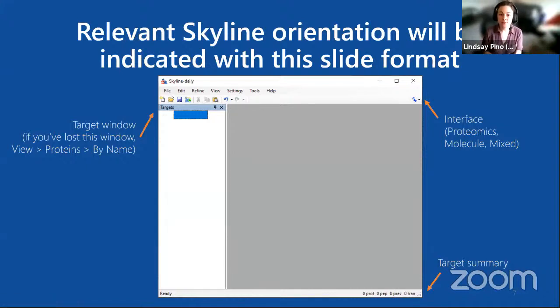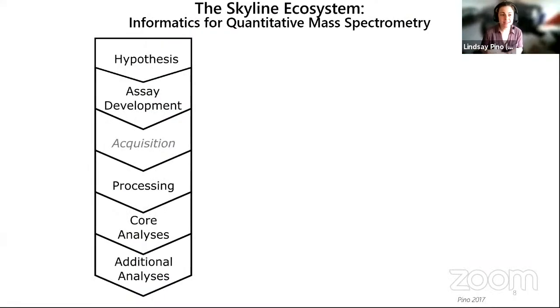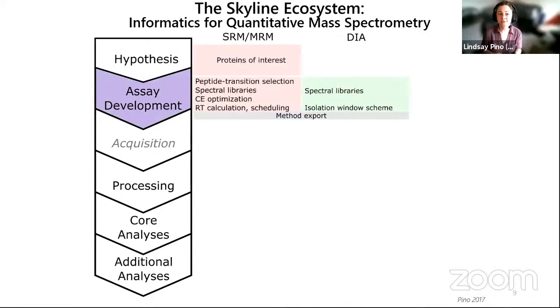So we're going to come back to Skyline throughout the lecture portion of this, and then we're going to be opening up Skyline and playing with it ourselves later. But what Skyline does is it's this ecosystem for various informatics used in quantitative mass spectrometry. So when we have a mass spectrometry question that we want to ask, a proteomics question, usually we start with some sort of hypothesis. In a targeted setting, your hypothesis might be a specific protein of interest or a specific pathway of proteins of interest.